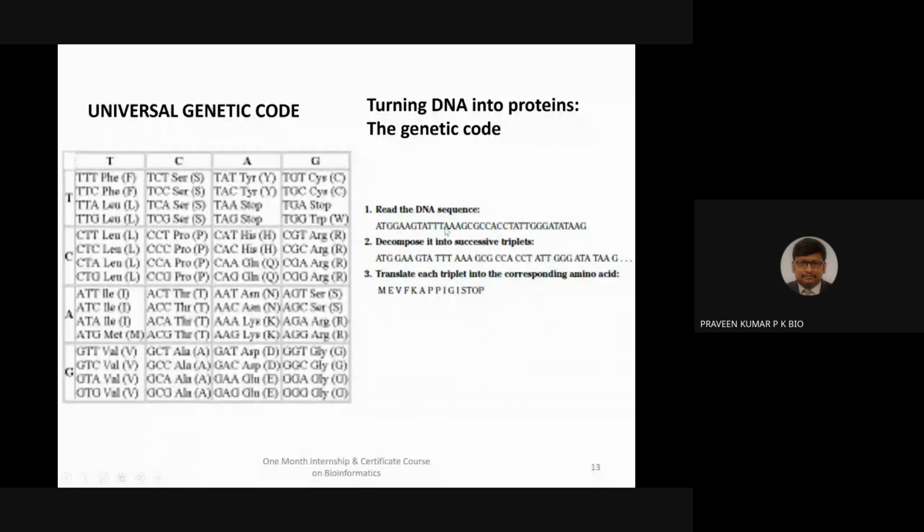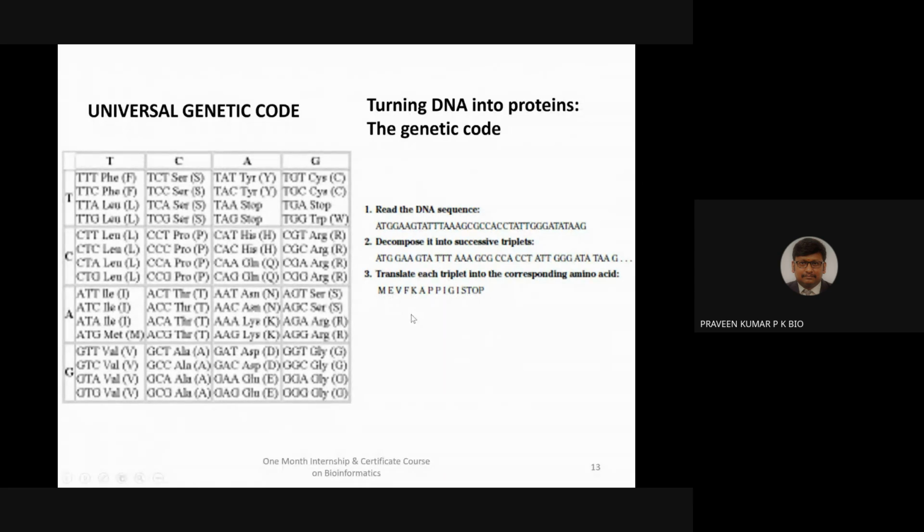But if you want to translate to protein, you know that 61 codons code for 20 different amino acids, 20 essential amino acids. So the triplets of DNA sequence, what we call codons, code for a single letter amino acid. This is how we can convert DNA into a protein.